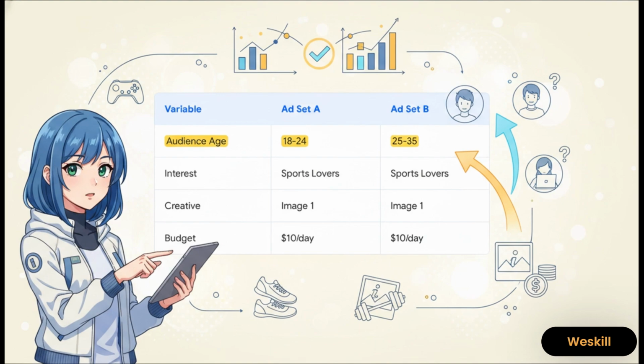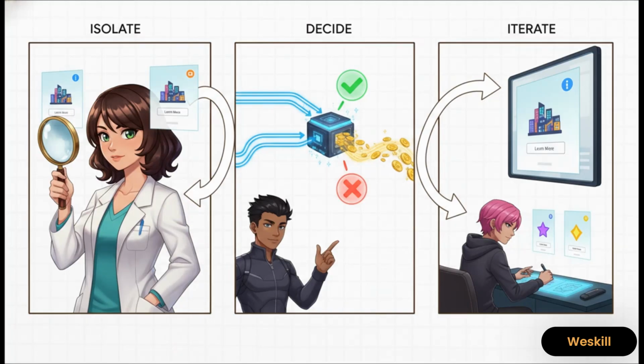It's that simple. And these are the golden rules right here. Only change one thing at a time, so you know what caused the change. Let it run long enough to get real data. Then be decisive, cut the loser, and put more money behind the winner. And most importantly, always have a new test ready to go.